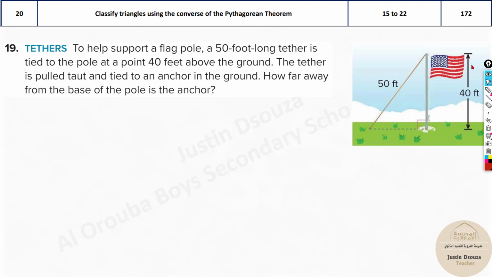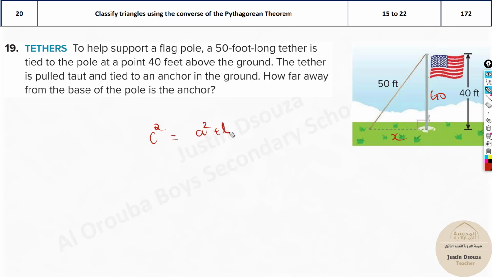That means the pole height is 40 feet. They have given it in the figure. The tether is pulled taut and tied to an anchor in the ground. How far is it from the base of the pole? This is the distance you need to find. Now look over here. This is a Pythagoras theorem problem. It's a very easy problem. 40 is this, hypotenuse is 50. What is this distance? Let's apply Pythagoras theorem because it's a right angle triangle, the angle is 90 over there.